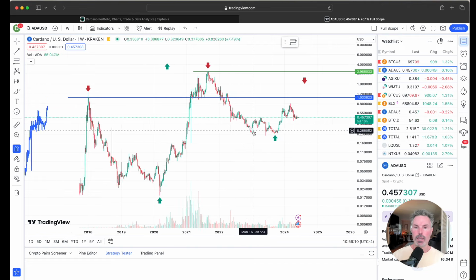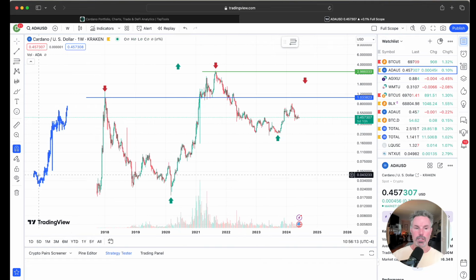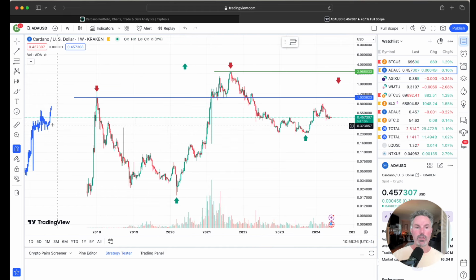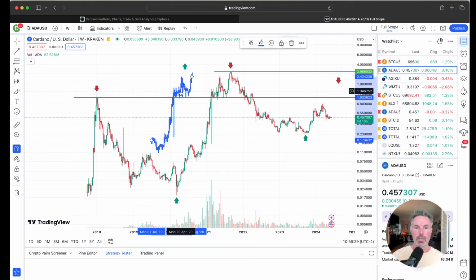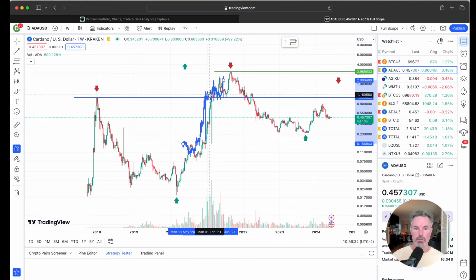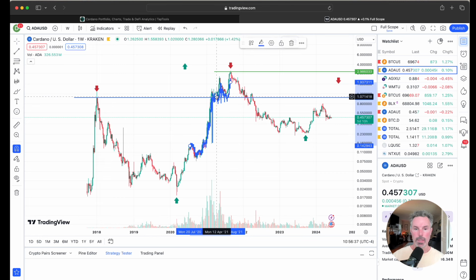Okay, so I have this blue section over here. Now what I did over here, you have all these tools and icons that are available for you to use, and one of them is a bars pattern. I already did this previously where I took a measurement in the previous history of Cardano. If I move this over here, you're going to see that it lines up exactly with this. And so what I did was I took a measurement from this area all the way up to roughly around the top.